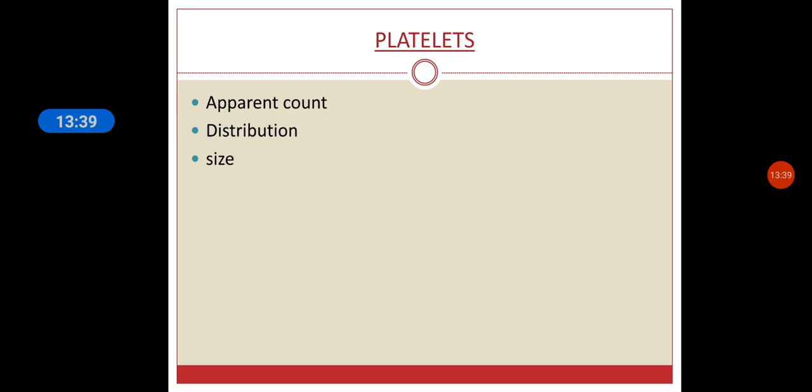Okay, then the next is the platelets. Platelets, first thing you have to tell, as with the RBCs and WBCs, is that the count is important and the distribution is important, whether they are seen singly or in clusters, and the size is important. Suppose sometimes you will find large platelets, you have to mention that also. Okay, so this is the reporting format. When you are reporting, you have to include all these things, that is RBCs, WBCs and platelets, and it should come in this similar format.